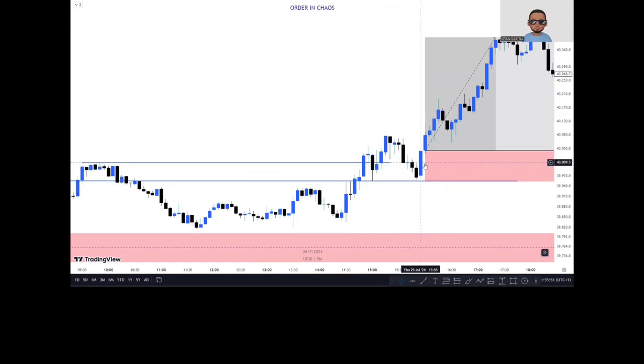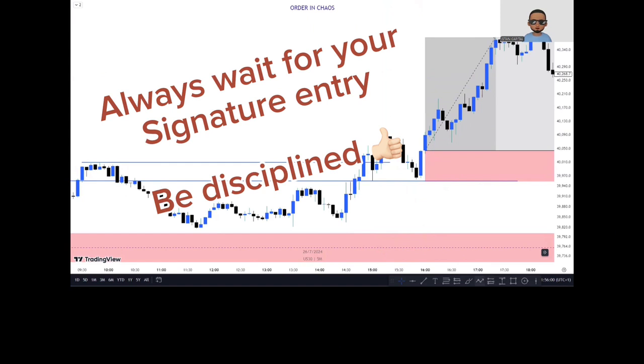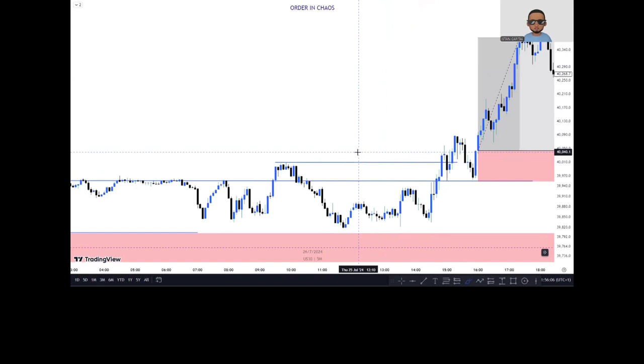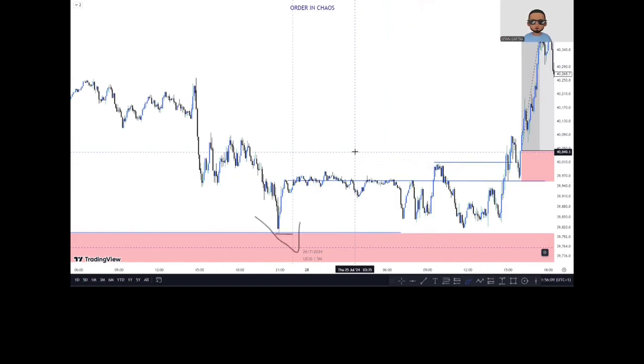That gave me this last confirmation. I was watching the market from here, but I didn't enter, not until it gave me my entry model. The entry model is very, very important. It just has high win rates, and I've stuck to it ever since I discovered it.